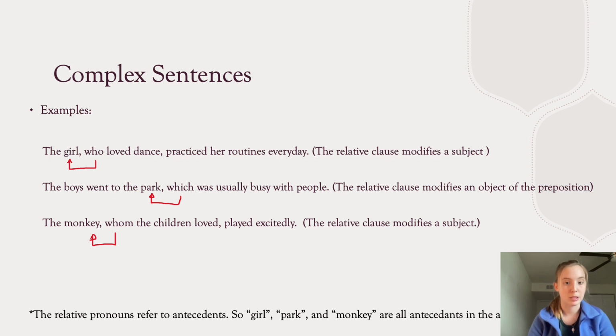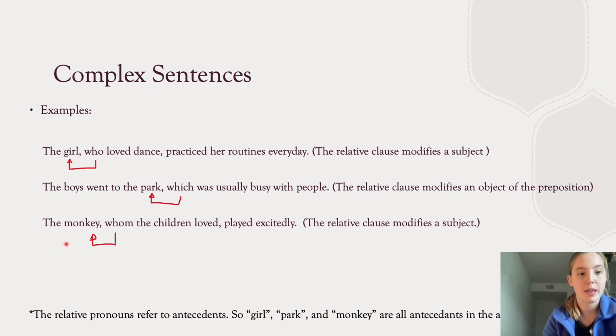So here are some examples of what I'm talking about. The first sentence, the girl who loved dance practiced her routine every day. The relative clause is who loved dance, and it tells me something about the principal subject, which is the girl. The second sentence, the boys went to the park, which was usually busy with people. Which was usually busy with people is that relative clause, and it modifies park. In this sentence, park is the object of the preposition.